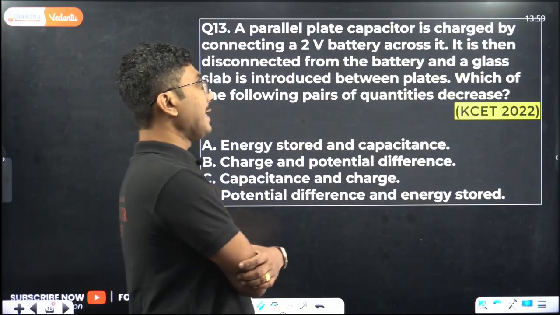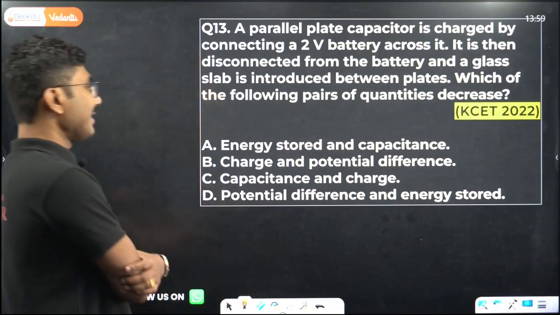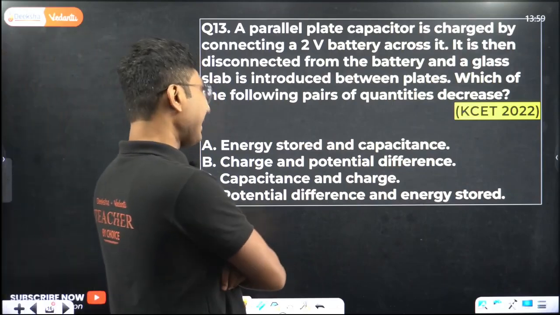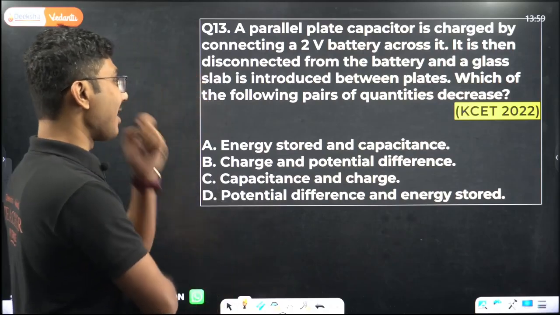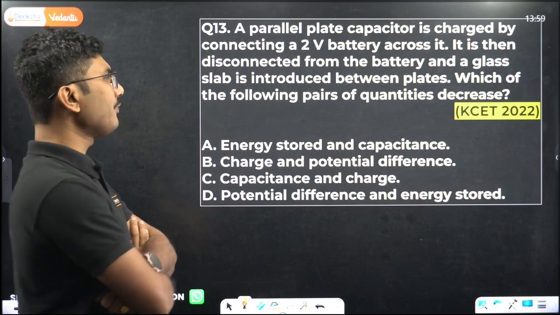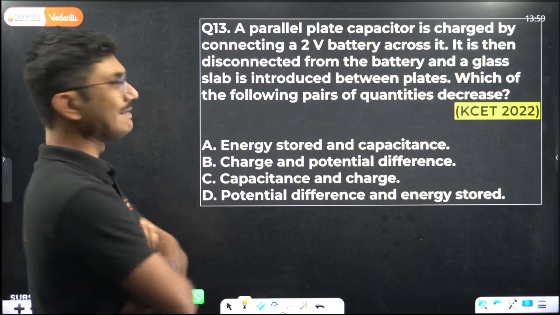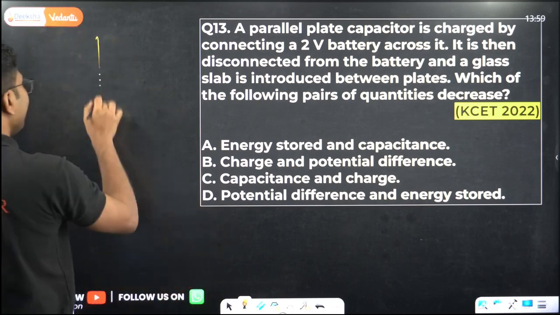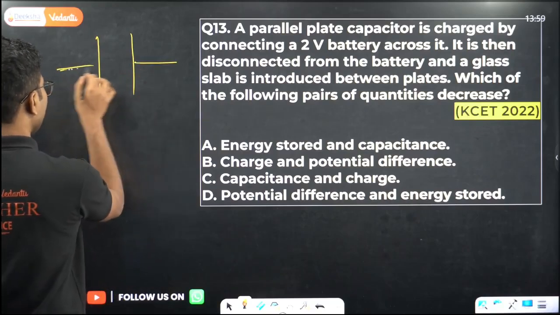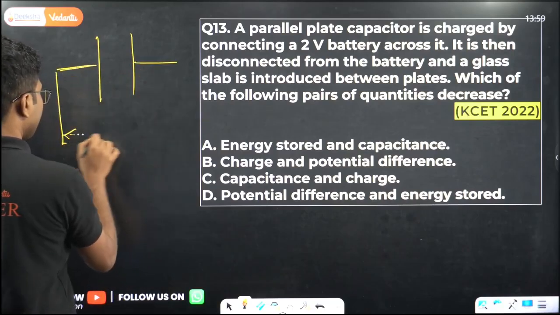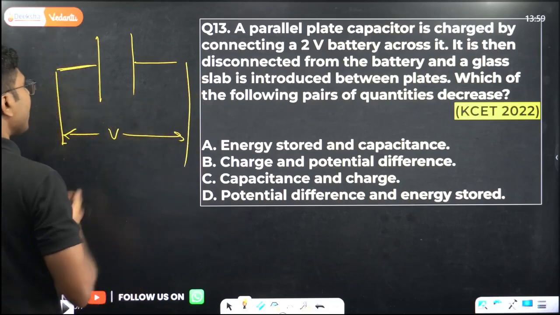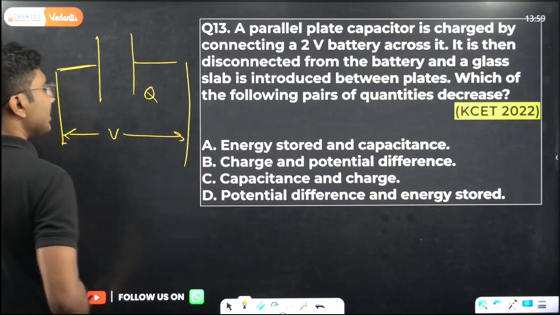A parallel plate capacitor is charged by connecting a 2-volt battery across it. It is then disconnected from the battery and a glass slab is introduced between the plates. Which of the following pairs of quantities decrease? So we have a capacitor plate. It was initially charged to a certain voltage. Now it is disconnected. Suppose the charge stored here is Q.